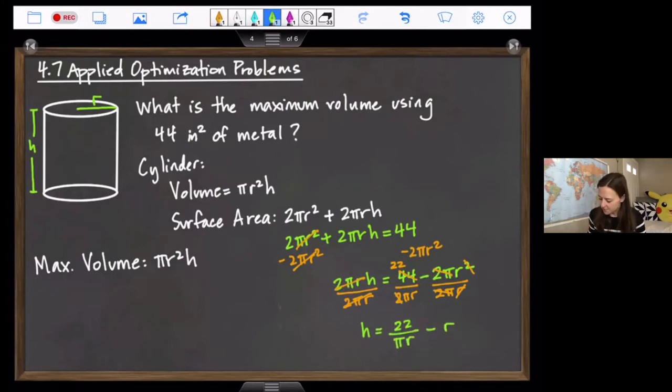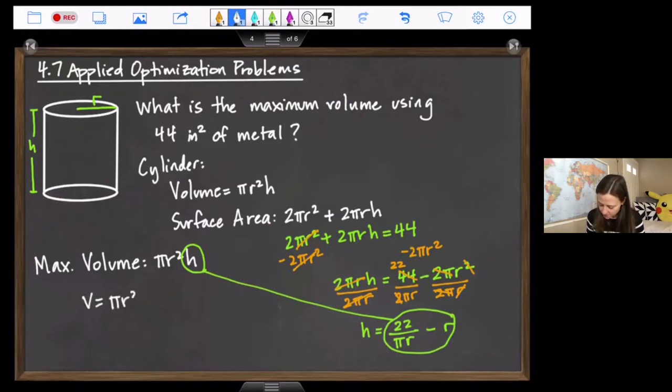So that's not too bad of a formula there. And we're going to take that expression for h and plug it in for that h in our volume formula. And that will give us a formula for volume that only involves r. So I'm going to have my volume, let's call it V. I've got pi r squared. And for h, I'm going to plug in the expression we just found in green. So 22 over pi r minus r. All right, let's take this formula to a clean slide and find the absolute maximum of this function.